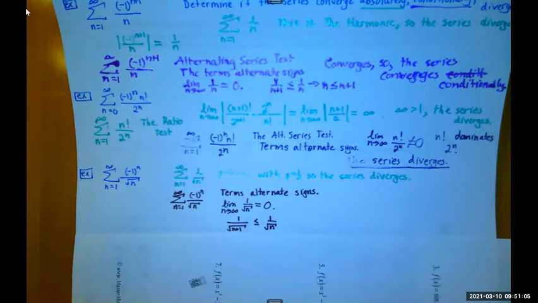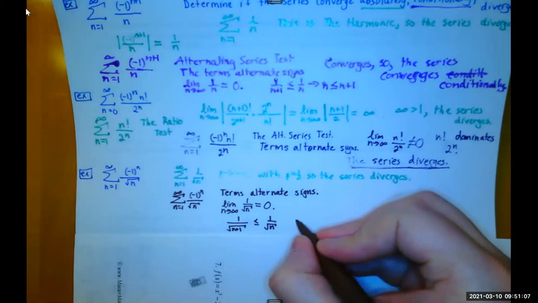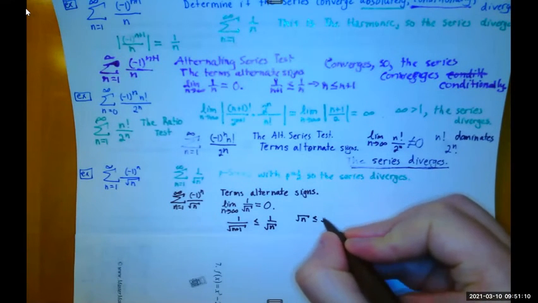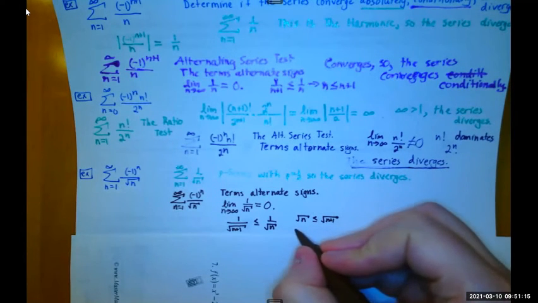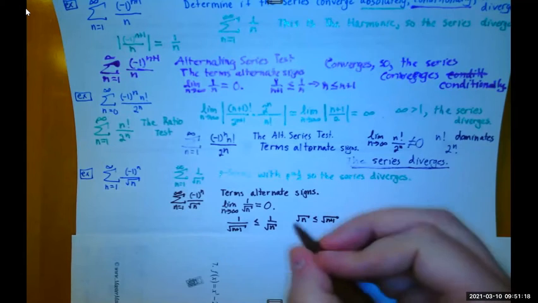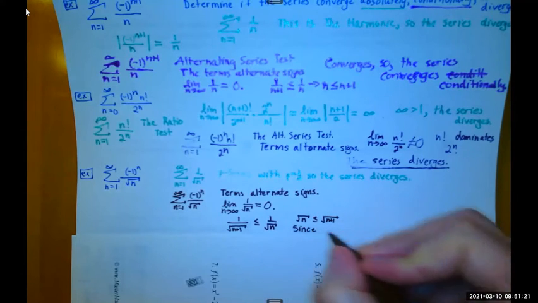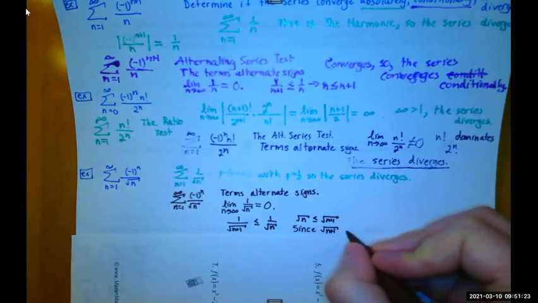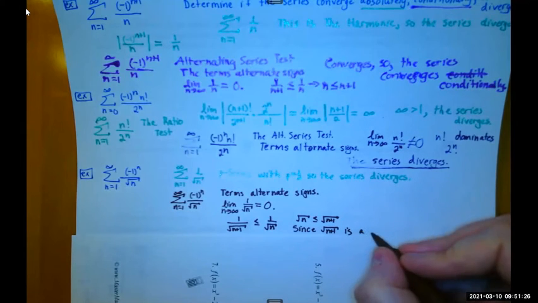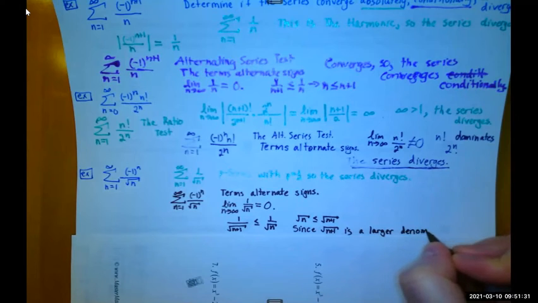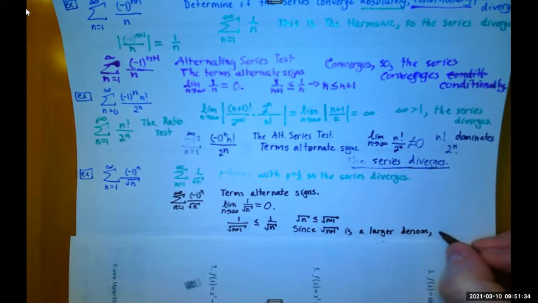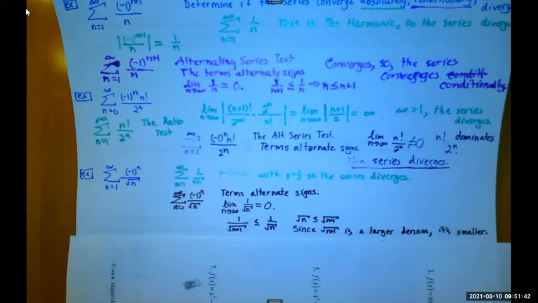So I could get out my calculator. I could do some algebra, cross multiply, if that makes it easier to think about. I could say that since the square root of n plus 1 is a larger denominator, it's smaller. However it is you wanted to look at to say that this was decreasing.